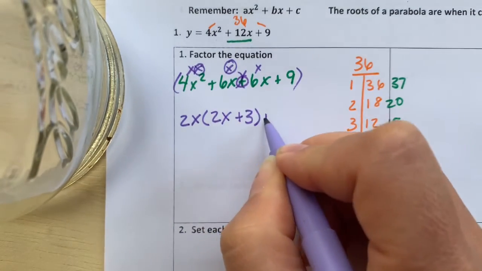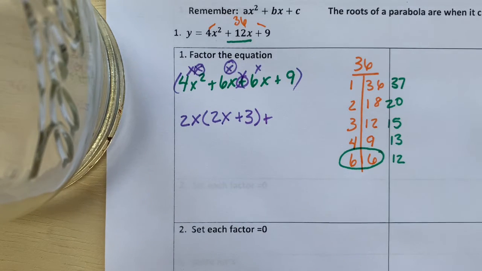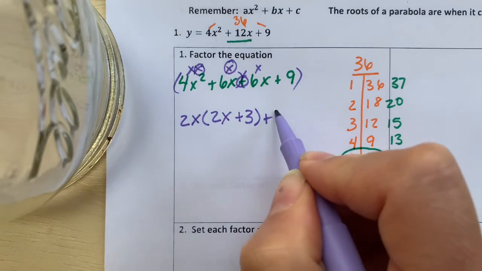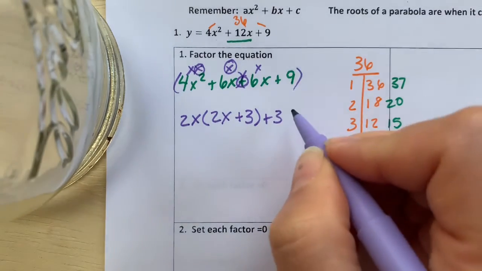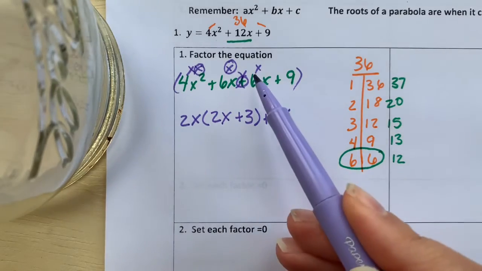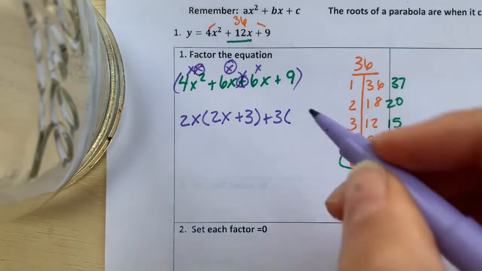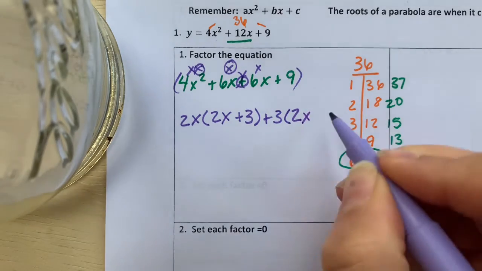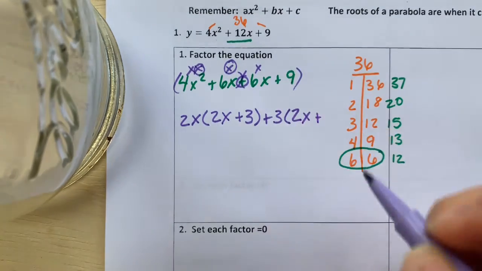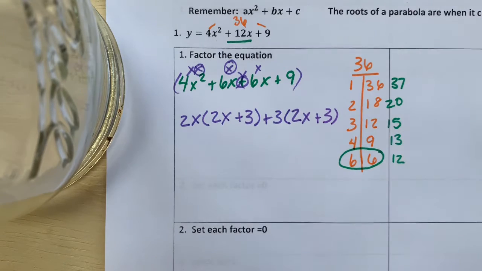Because of this plus, I add. What's the highest number that can go into both 6 and 9? That number would be a 3. I have no x's over my 9, so I cannot take an x out. 6 divided by 3 is 2. I had 1x that did not get used. Plus 9 divided by 3 is 3.